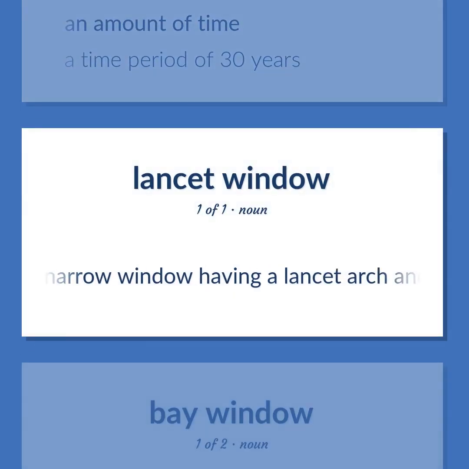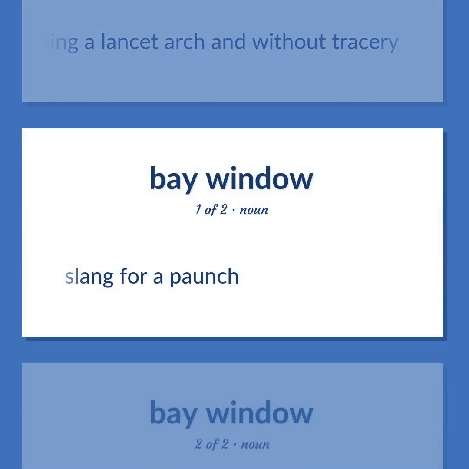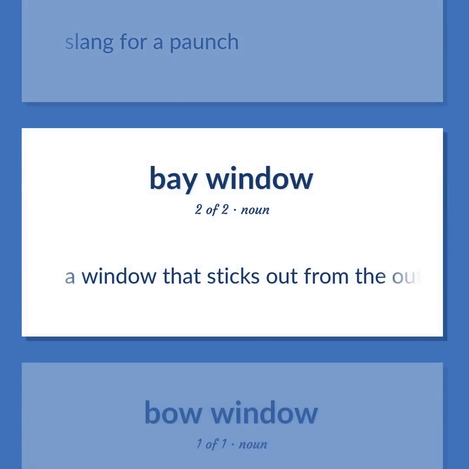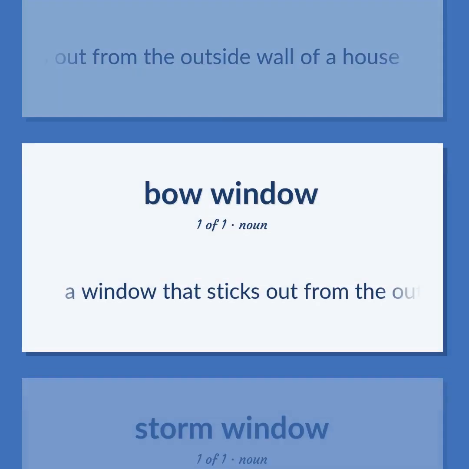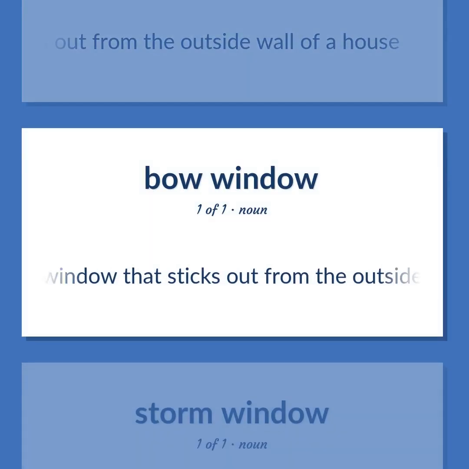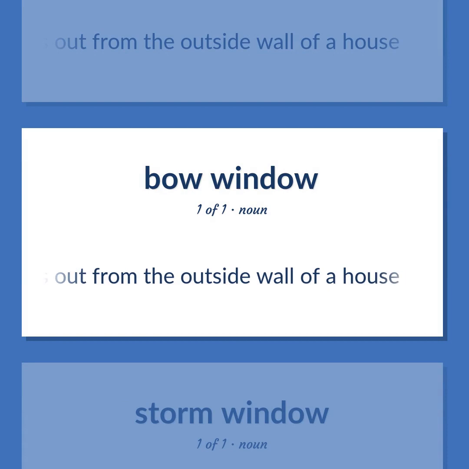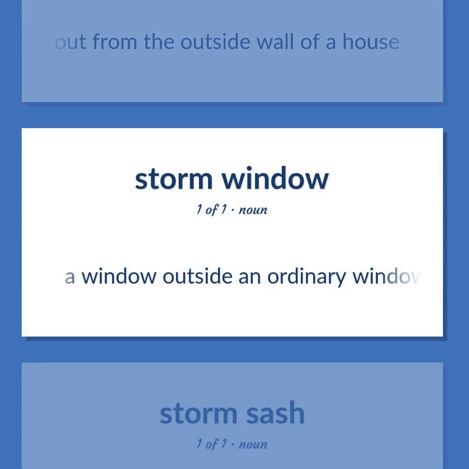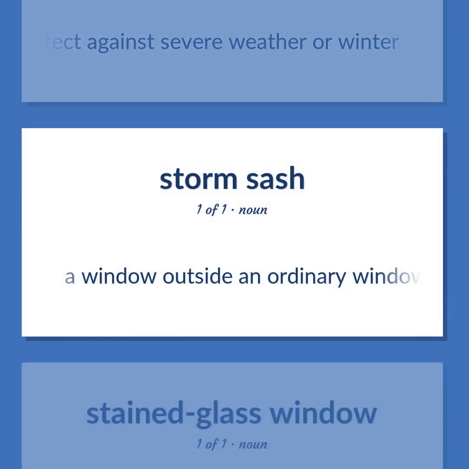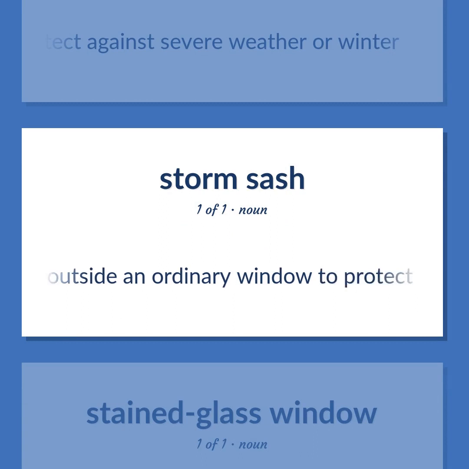A narrow window having a lancet arch and without tracery. Slang for a paunch. A window that sticks out from the outside wall of a house. A window outside an ordinary window to protect against severe weather or winter.